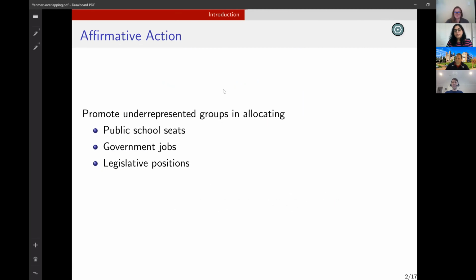So I guess I have to give you a couple of sentences about affirmative action. These are policies to promote underrepresented groups in the society. You may want to promote them in allocating public school seats, government jobs, and legislative positions. And these policies can be found throughout the world. So what we are going to study is directly applicable to some of the markets in these countries. I may be able to talk about a couple of markets from Chile and India if time allows, or I'll just mention them along the way as I present the paper.